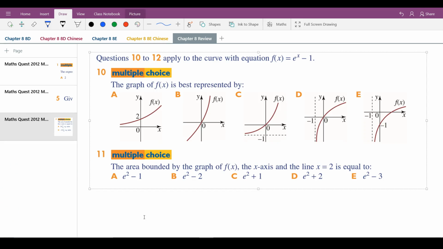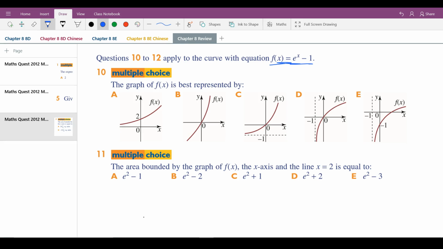It looks like question 10 to 12 is all in the same lot. So let's go one by one. The graph of f of x is applied to the curve of the equation. So the equation is this, y equals e to the power of x minus 1.